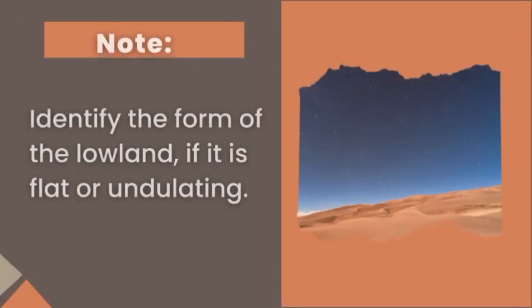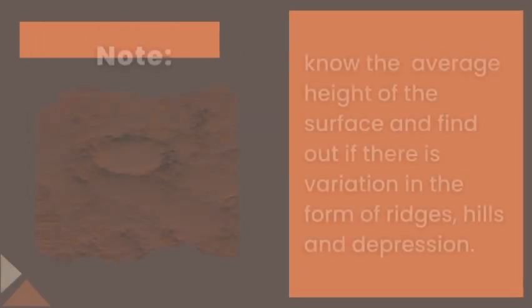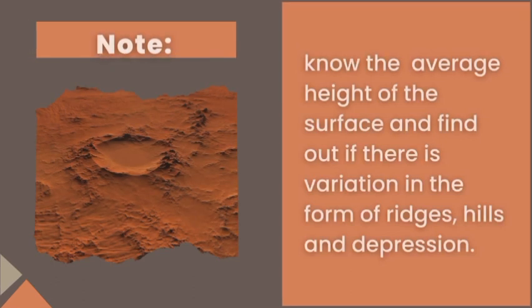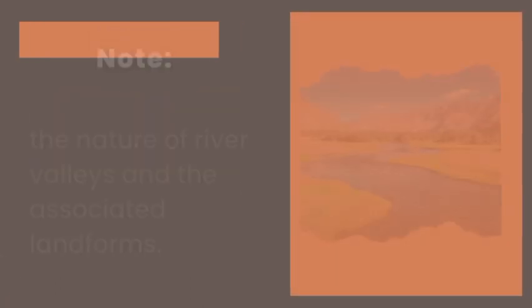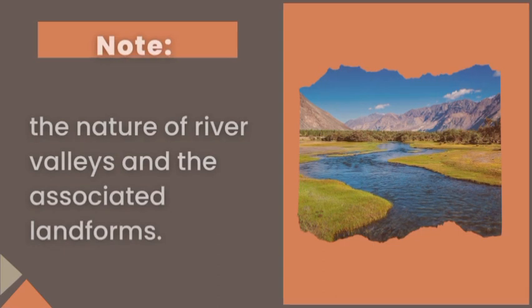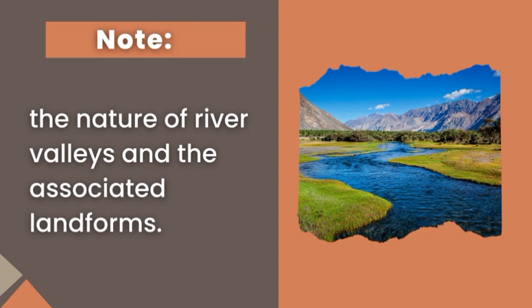What we need to do next is to identify how the lowland occurs, either in a rugged form or in a plain flat surface. The next thing we need to know is to identify the height of the surface and to find out if there is any difference in the form of ridges or depression that occurs close to that area. And also we need to note the nature of river valley and the associated landform that is in that region.